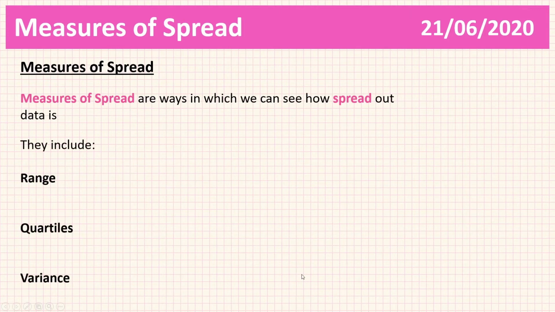So what I'd like you to do is pause the video and try and come up with a definition for as many of these words as you can. Some of them you may have seen before, others you wouldn't have, but range, quartiles, and variance are how we measure spread, and they are all measures of spread. So pause the video, have a go at that, please.